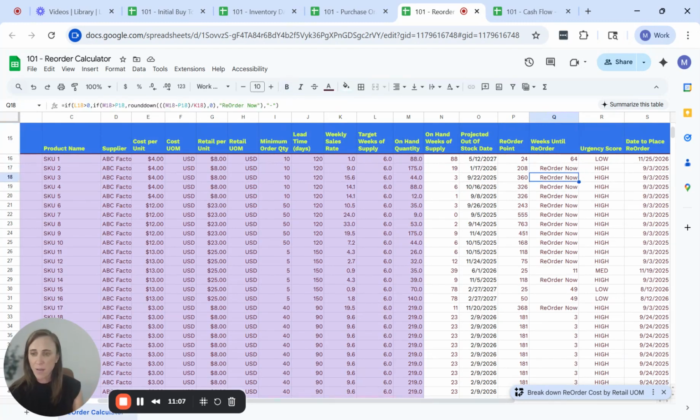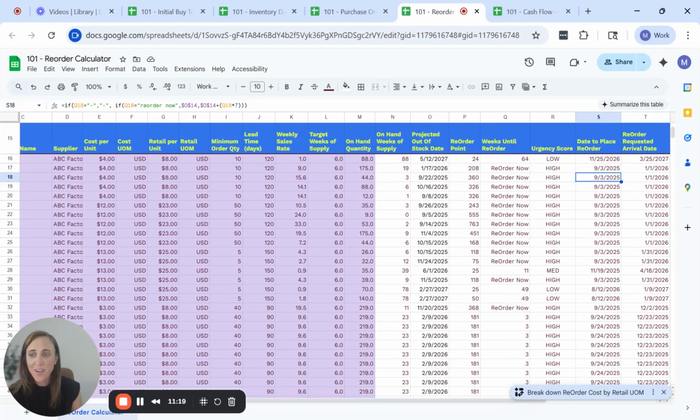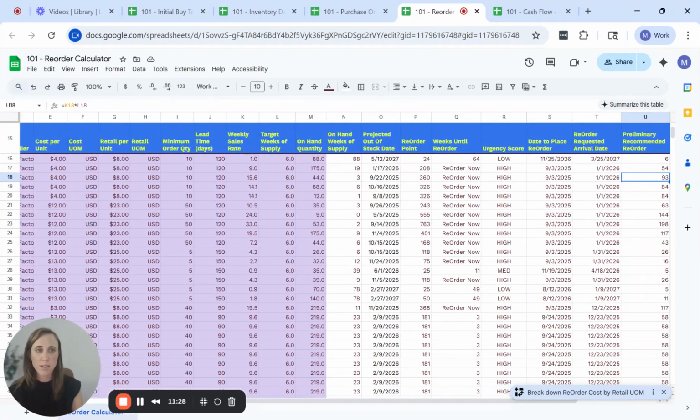The other great thing about this template is once it tells you that it's a high urgency order, it doesn't just stop there. You're able to see the date to place it. So we're supposed to place it today. This is being recorded on September 3rd, and it's telling me that we need to order it today. It's saying it will arrive on January 1st, 2026, given the lead time that you have from your vendor on this product. It's then going to tell you how much to order directly.